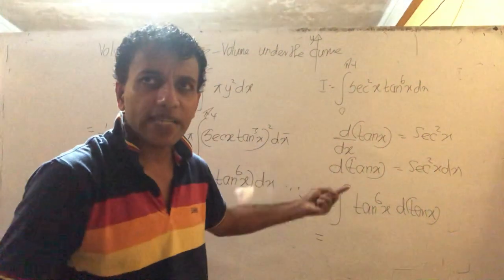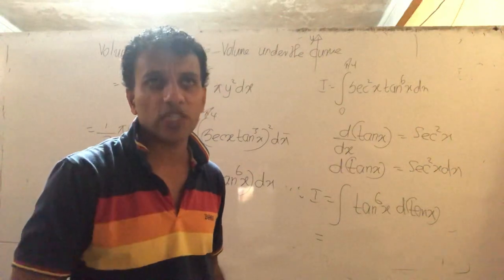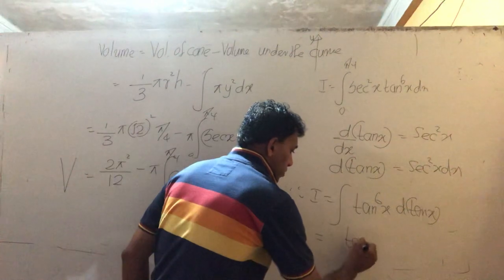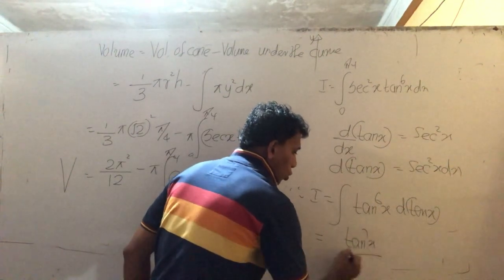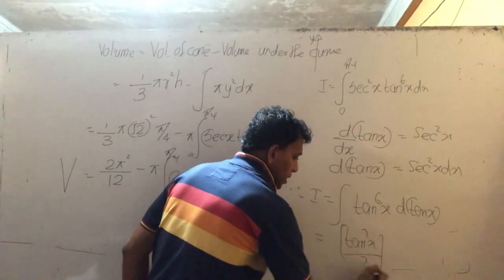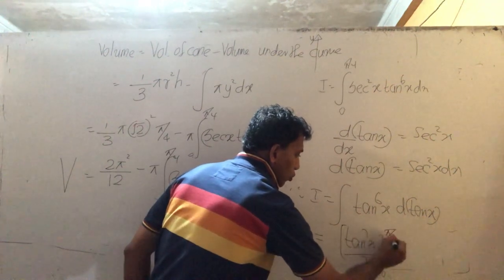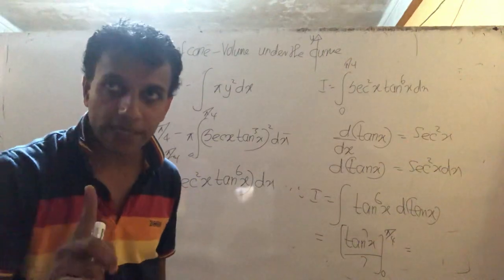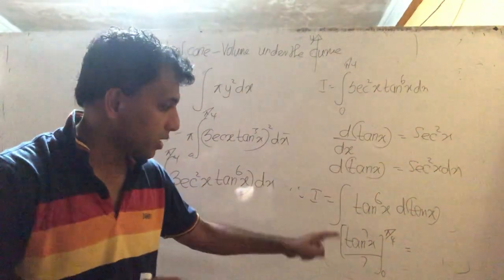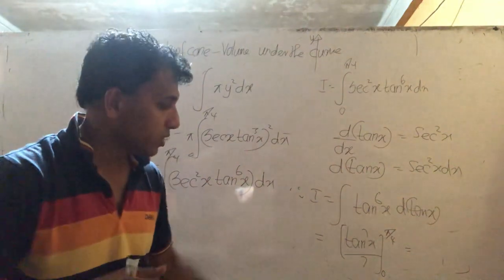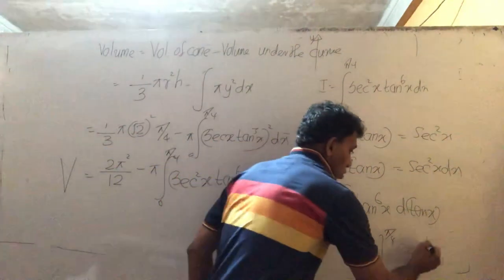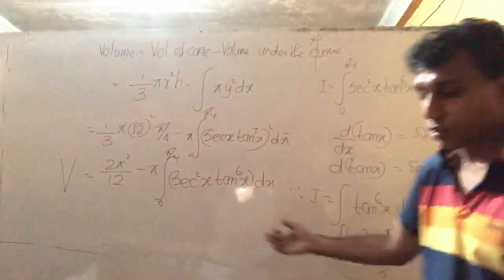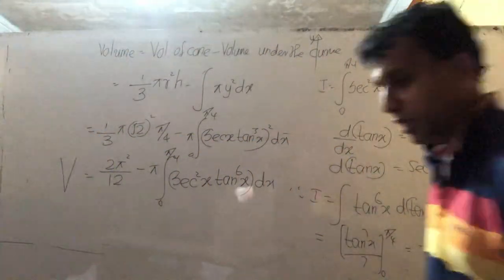So what is the answer of that one? Integrate tan to the power 6 - basic first theory of integration - tan to the power 7 over 7, but the boundary is 0 to pi by 4. The upper boundary tan pi by 4 is 1, therefore the power 7 is also 1, so the answer is 1 over 7. The lower boundary is 0, tan 0 is 0. So the answer is 1 over 7. Okay.